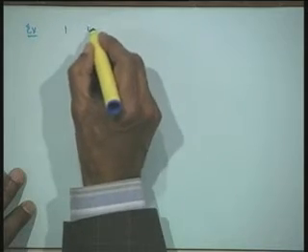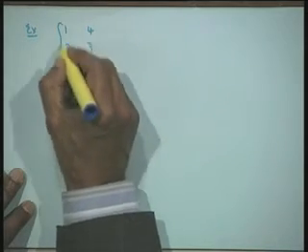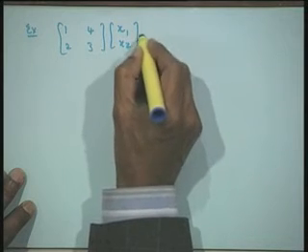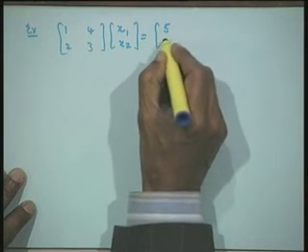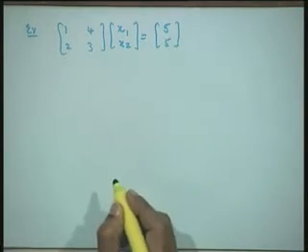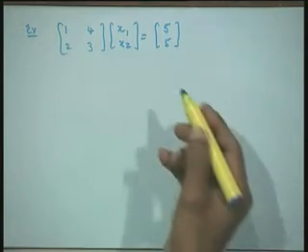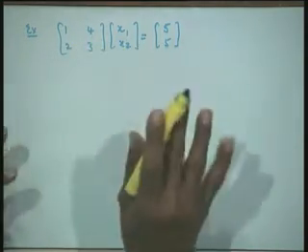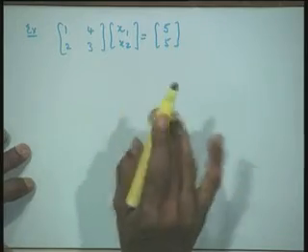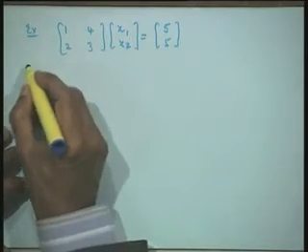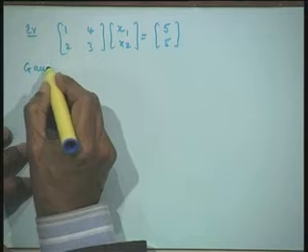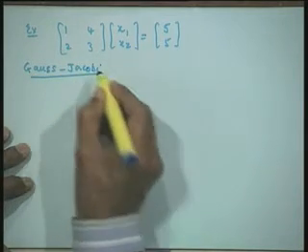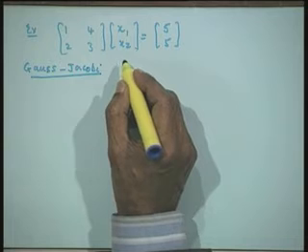Let us take this example of the matrix 1 4, 2 3, times x 1, x 2, is equal to 5, 5. Now, this is an artificial example in which I had taken the solution as 1 1, that is 5 and 5. So, this is an example. Let us solve this by Gauss-Jacobi. So, I want to see whether it is going to converge or not.